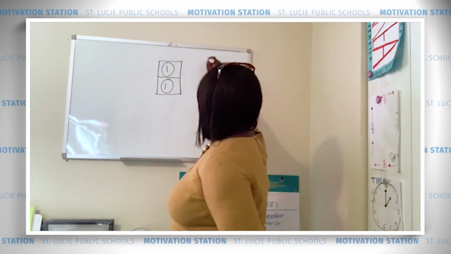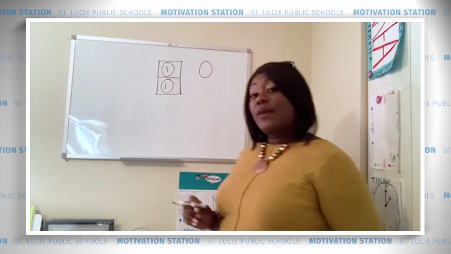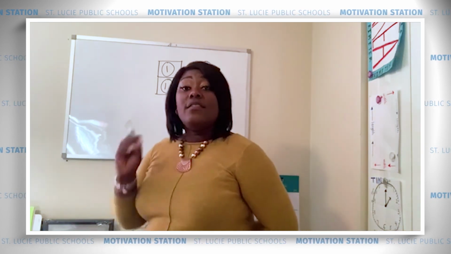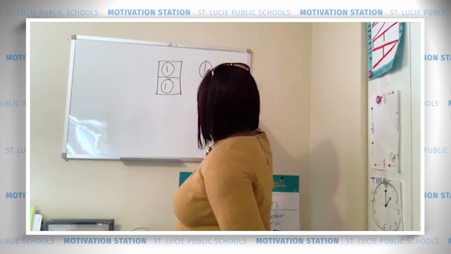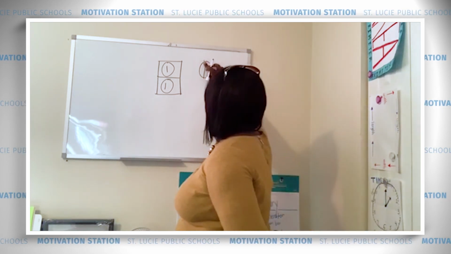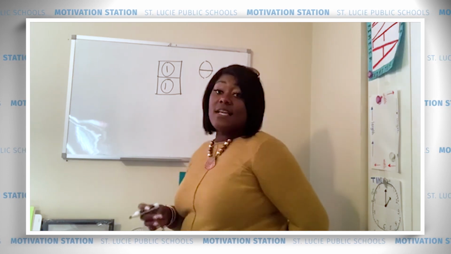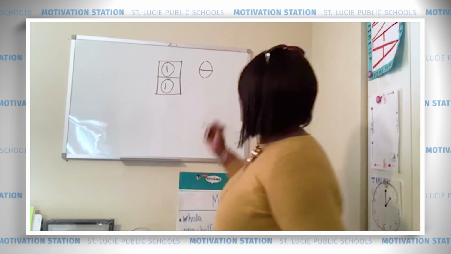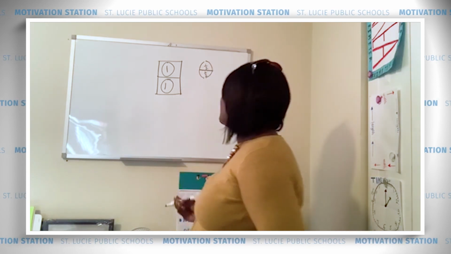What happens when you have a 3rd cookie? How do you share that 3rd cookie with just 2 people? You cut it in half. Great answer. And you can cut it vertically in half, or you can cut it horizontally in half. Each person gets half of the cookie.